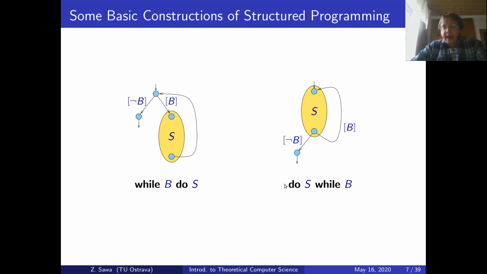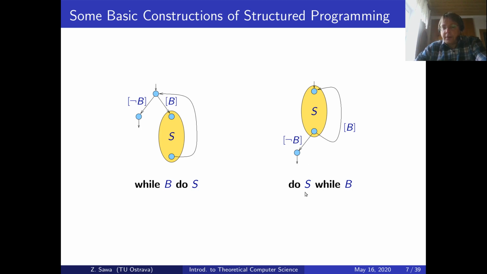We can have different kinds of cycles, like the while cycle or the do while cycle. In the while cycle, the condition B is evaluated at the beginning. If the condition is true, then statement S is performed, and after performing it, we go back to the beginning, and the condition B is evaluated once again. If it is true, then again S is performed, and so on. And whenever condition B is false, the evaluation of this cycle ends, and we jump out of the cycle.